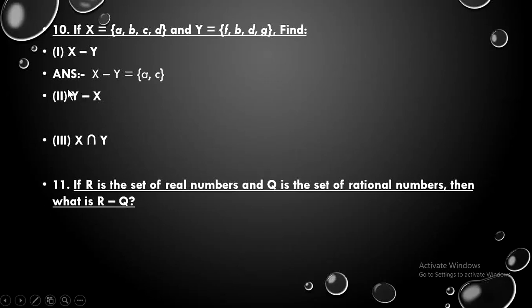Then Y minus X. Now this time this is the opposite. Y is given first. Common elements were B and D that were present in both the sets. Now since Y is given first, this time we will exclude the common elements from set Y.